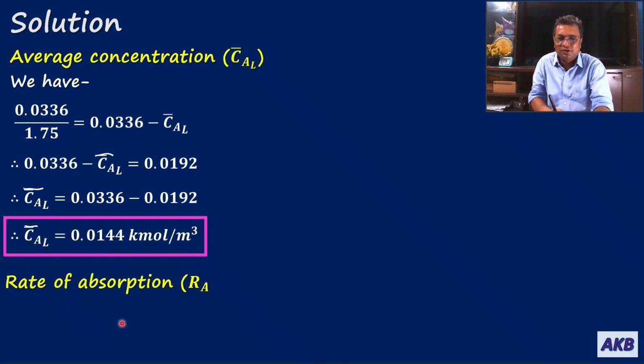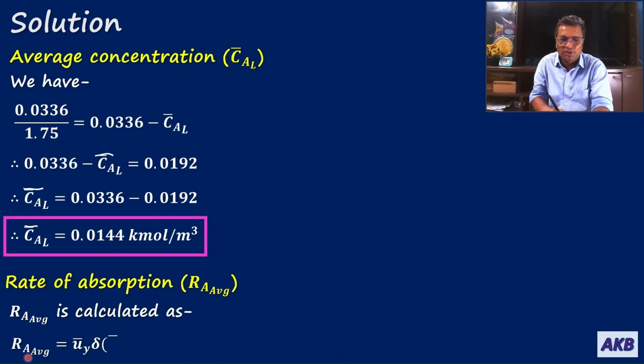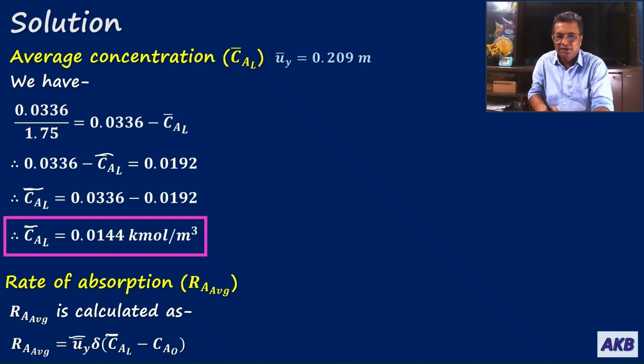Now let us get the rate of absorption, that is RA average. The formula for it: RA average is equal to U bar Y into delta into CAL bar minus CA naught, and into 1. Why 1? Because we have unit width. So UY bar is 0.209 meter per second. Delta is 2.39 into 10 to the power minus 4 meter. And CA naught is 0.